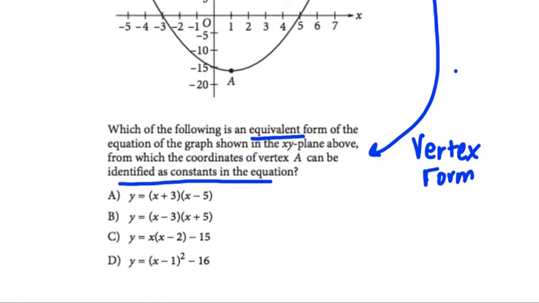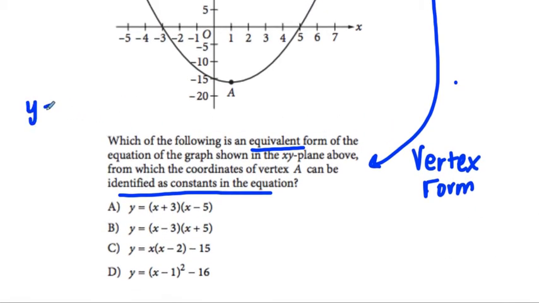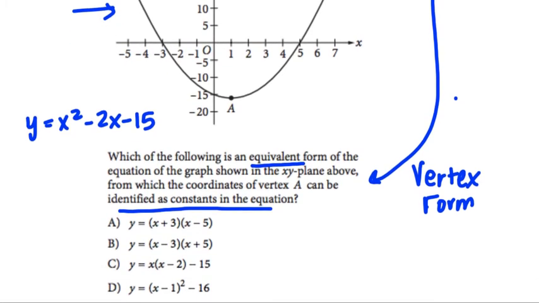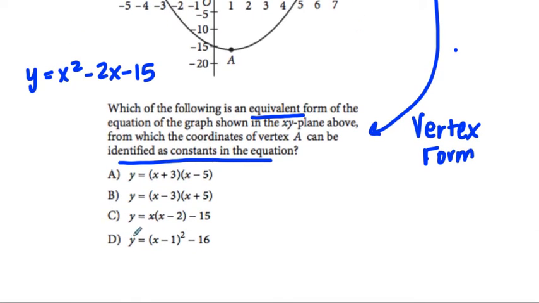So look at these equations. Here, let me write this one down. So it was y equals x squared minus 2x minus 15. So I know my graph's a parabola, and I know I'm given it in standard form. So in looking at this one, A is actually factored form. That's not going to give me the vertex as constants in the equation. B is also in factored form, so that's not going to give me the vertex as constants in the equation.